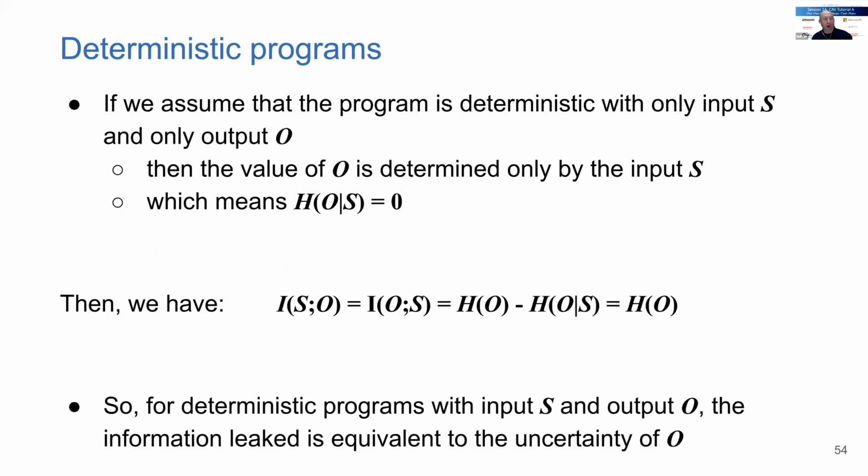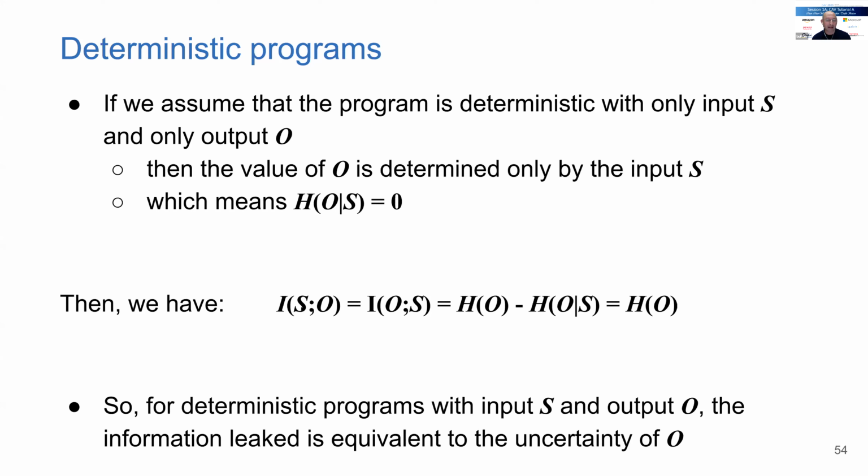I just want to point out a couple more things before I get to the symbolic execution part. If you assume that the program is deterministic and the only input is the secret input, then given the secret value, there is no uncertainty on the observable. The program is deterministic and the only input is the secret. If I assume that, there is no uncertainty about the observable given the secret. So the entropy is 0.